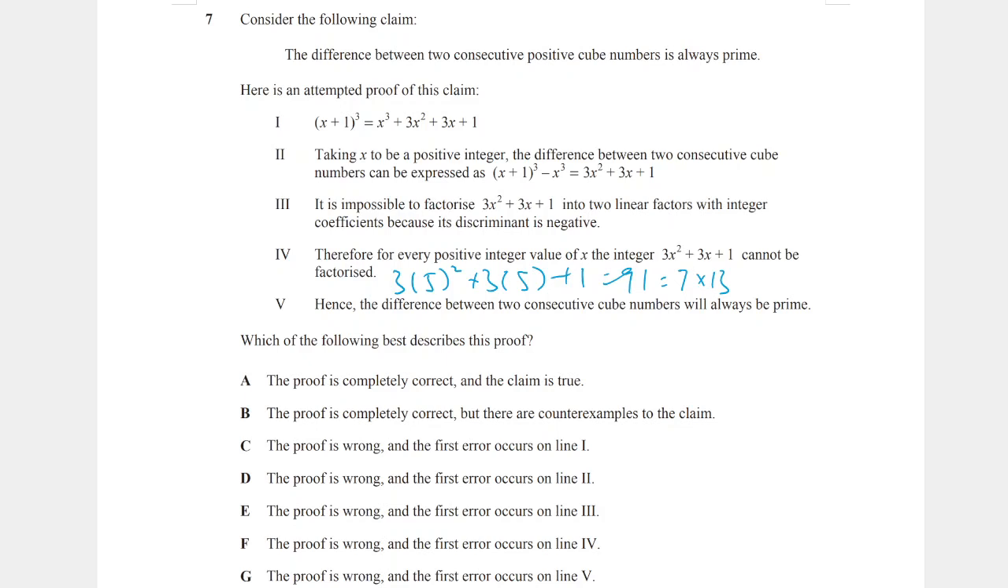So, we've got to be careful here. Yeah, because not being able to split into two linear factors doesn't mean that for a particular value of x it doesn't factorize. If you can split into two linear factors, fine, then for every value of x you can factorize. But if you can't split into two linear factors, it doesn't mean that all values of x cannot be factorized. It means that some cannot be factorized. So that's the key thing here. Okay, so line 4 is not quite correct, so therefore line 5 wouldn't really follow. Line 5 is just a conclusion. So therefore the proof is wrong, and the first error occurs on line 4.